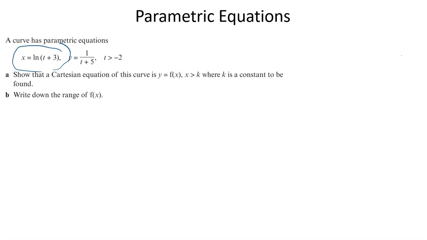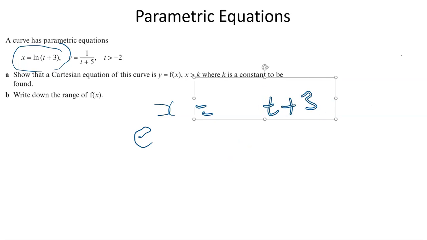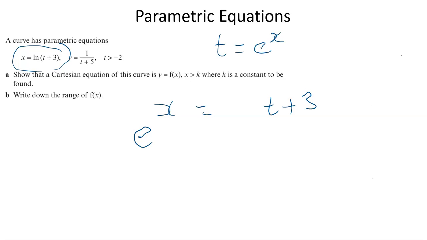So let's start with this one. x equals log of t plus 3. To get rid of the log, we go e to the power of x is e to the power of log of t plus 3, and the e and the log cancel. So e to the power of x is t plus 3. Then we can rearrange by getting rid of the 3, and we can say that t equals e to the x minus 3. So that's quite nice, quite straightforward.